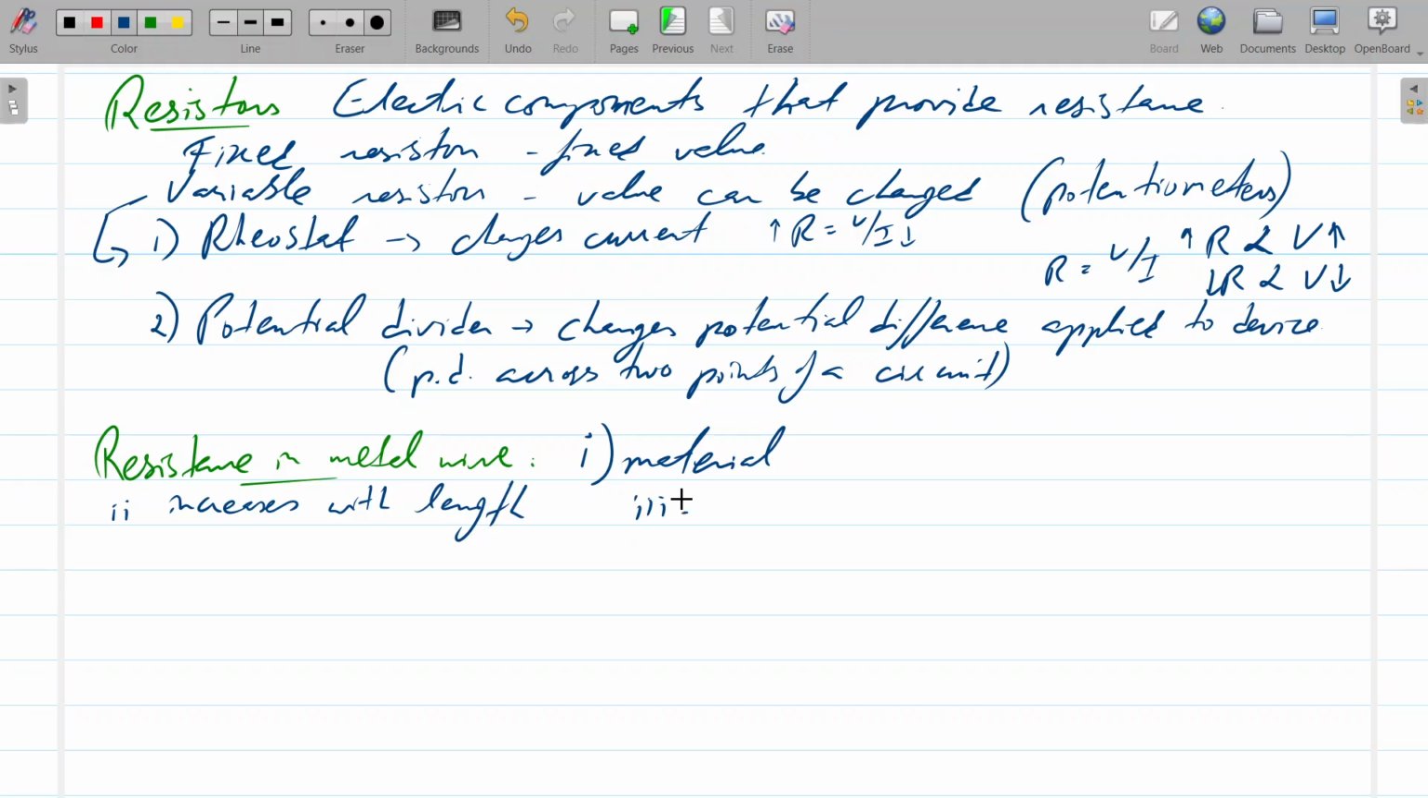And the third is the cross-sectional area. The resistance increases as the cross-sectional area decreases, basically meaning that the thinner the wire is, the more resistance it will have. The thicker the wire is, the less resistance it will have. Does that make sense?